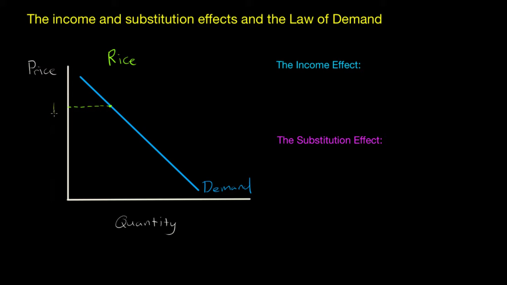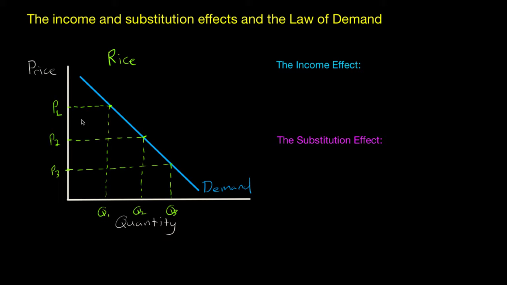With this demand curve, we can put a few prices on here. We'll call them P1, P2, and P3, and we can identify the quantities that correspond with each of these prices. Notice that as the price of rice falls, the quantity demanded increases from Q1 at a price of P1 to Q2 at a price of P2 and Q3 at a price of P3. This illustrates the law of demand. As the price of rice falls, the quantity demanded by households increases.